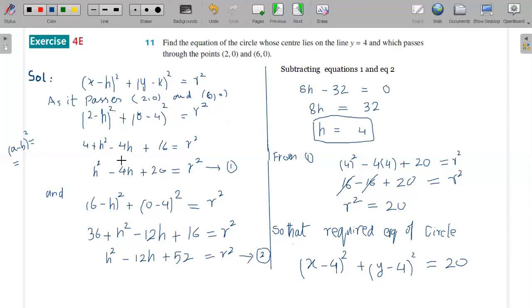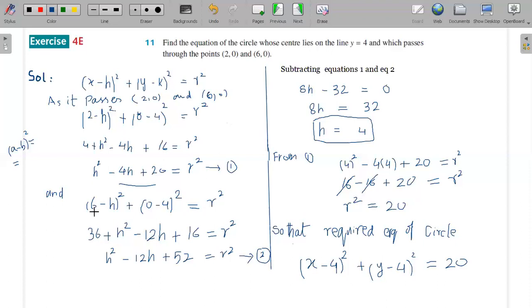When we put the first point 2 0 in this equation of circle, we got this formula, this rule. And when we put x equal to 6 and y equal to 0, the second point, we get this equation. We replace x by 6 because here x is 6, and we replace y by 0 because here it is given 0. This is the other equation. After putting the first point we get this equation, and after putting the second point we get this equation.